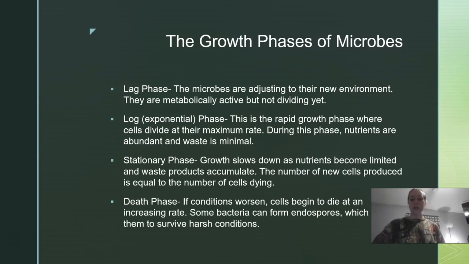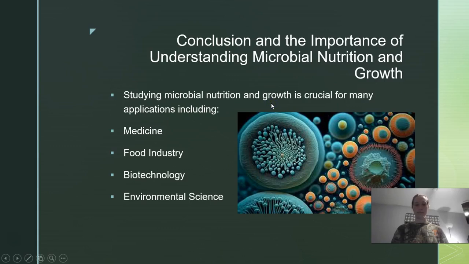We're going to go on to the stationary phase. That's where the growth slows down as nutrients become limited and waste products accumulate. The number of new cells produced is equal to the number of cells dying. And then the death phase is when the conditions start to worsen and the cells begin to die at an increasing rate. Some bacteria can form endospores, which allow them to survive in harsh conditions.